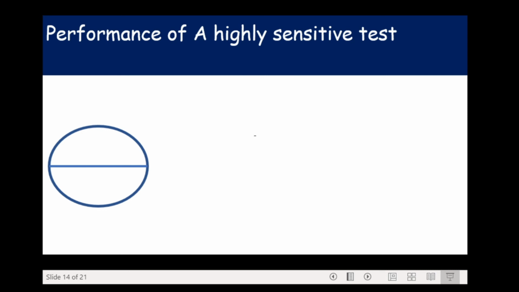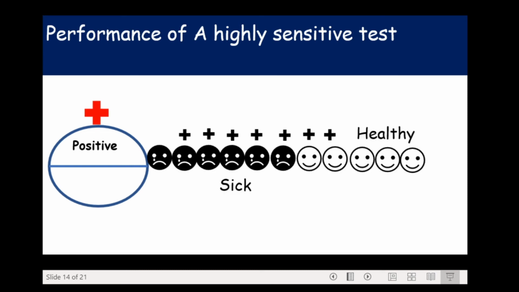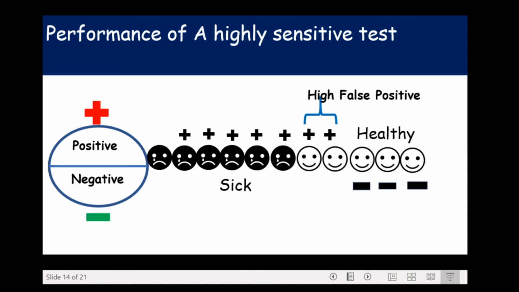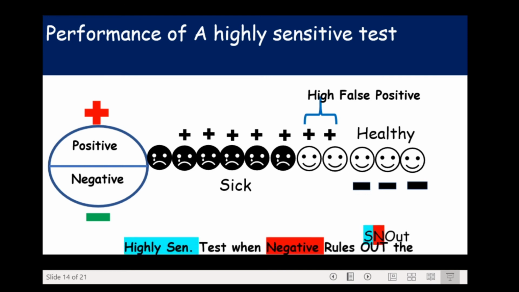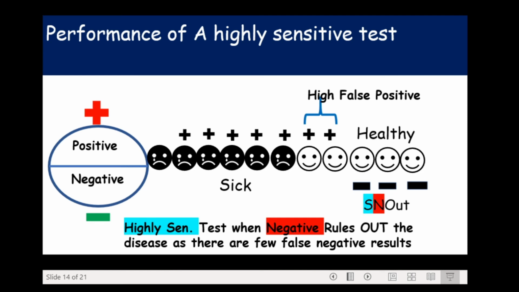A highly sensitive test is quite liberal in capturing actual disease cases when positive, and hence it's used for screening purposes. But a positive test can therefore easily overshoot into the healthy people, making them false positive cases. On the contrary, a highly sensitive test gives you few false negative results, and therefore it is useful in ruling out the disease when negative. In general, high sensitivity tests have low specificity.